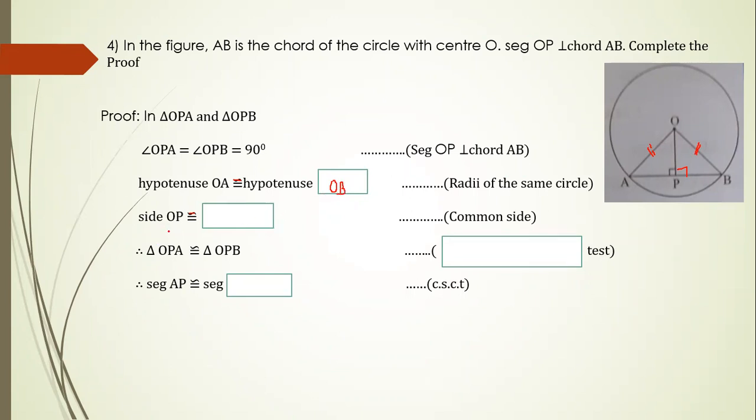Okay. Next is side OP equal to. And the reason is given common side. So what do you mean by common side? Common side means side which are on both the triangles. Right? So if you will see carefully, OP is in triangle OPA also, and in triangle OPB also. So OP is a common side, means it is a side which is in both the triangles. So here we will write side OP is equal to side OP.